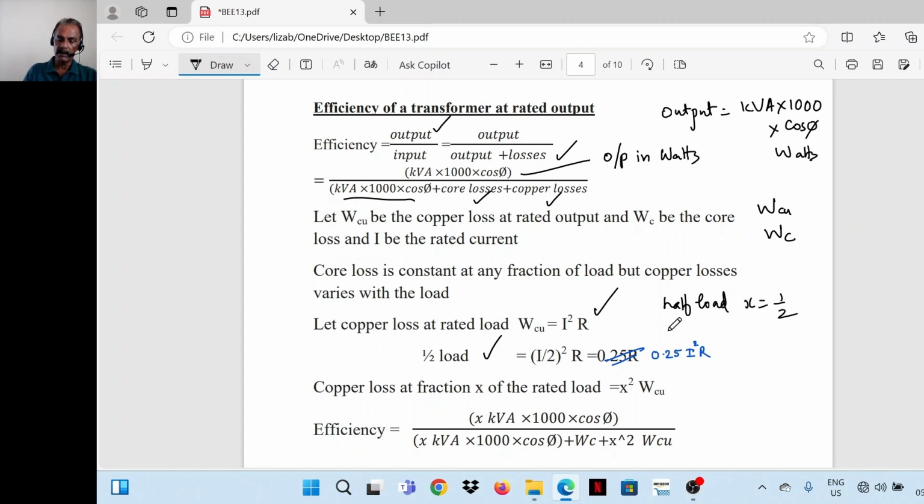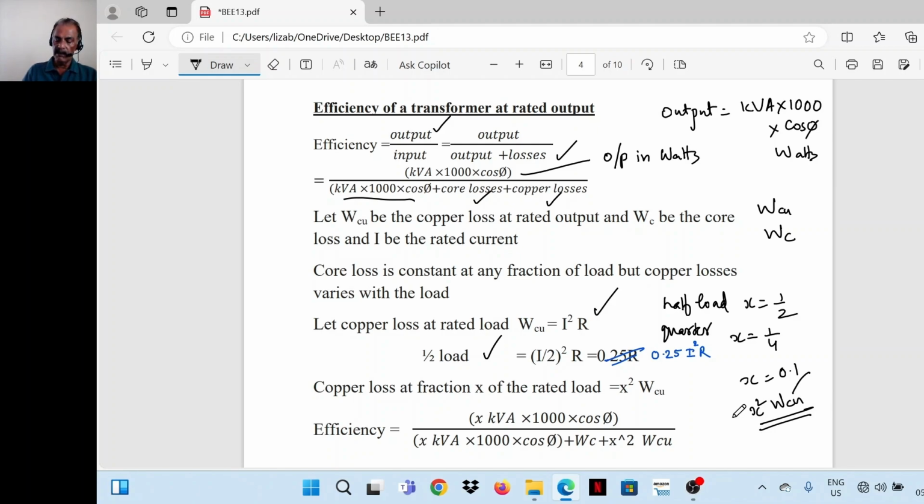Quarter load means x is equal to 1 by 4, or any fraction of the load. x equal to 0.1 means 10% of the rated load. So the copper loss at fraction x of the load is x square into WCU. We can generalize it because WCU is the copper loss at rated load. By multiplying it with x square, we can find out the copper loss at a fraction x of the load.